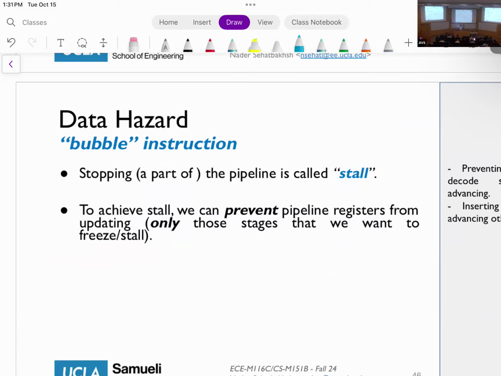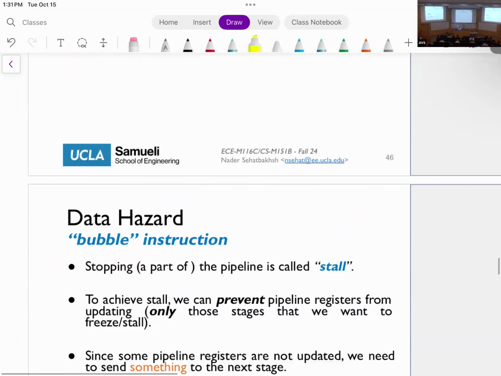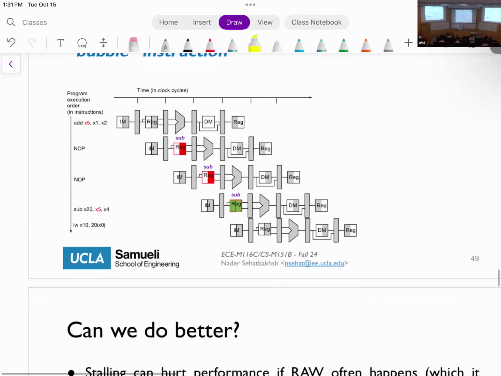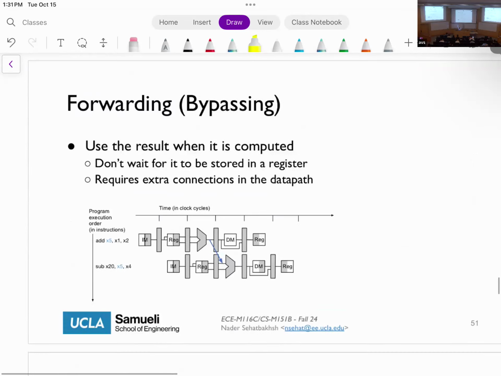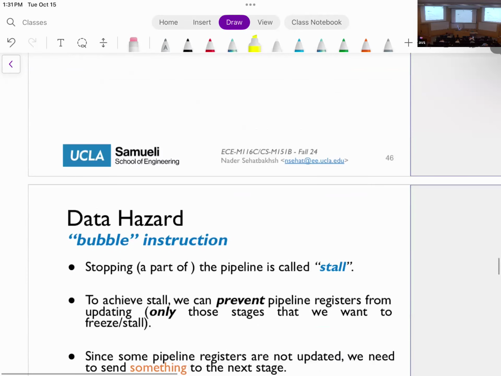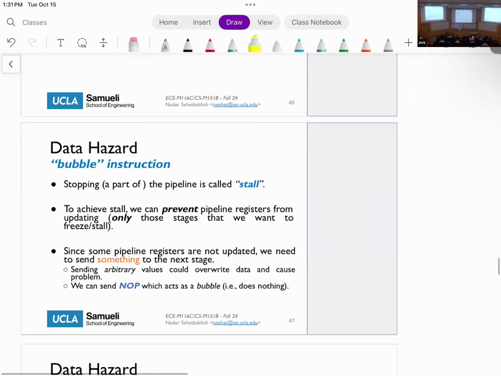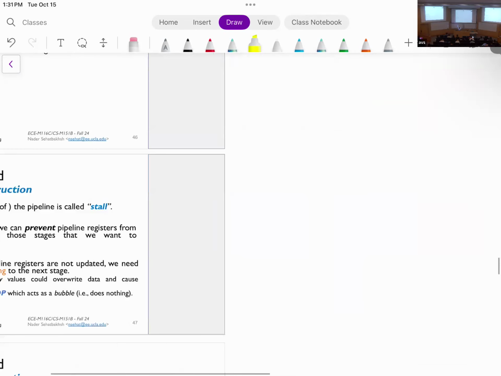As I said, we're going to achieve stalling by preventing the pipeline registers from being updated. In other words, we are freezing the registers so they don't get updated. So how do we do that? Let me see if I have the design. I don't have it here. So how do we do that? We essentially do it this way.